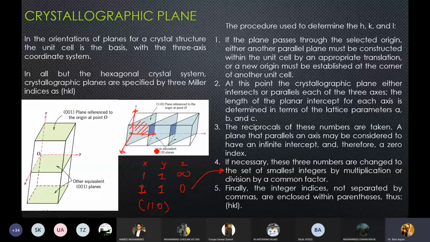The three planes are equivalent planes. They are parallel equivalent planes. I hope this is clear to you. Yes, sir. All right.